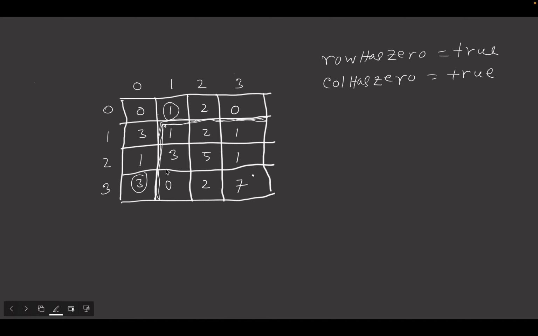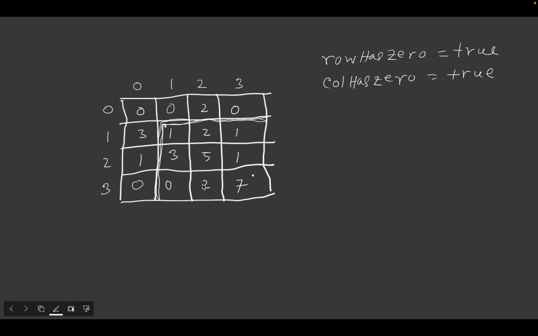So here we have 3 and here we have 1. If we have a value 0 here, we will mark the first element in this row and the first element in this column. How can we mark? We don't know the values in this matrix. We might have negative values, we might have positive values. So what we can do is just multiply the first element in the column with 0 and the first element in the row with 0. So we have 0.